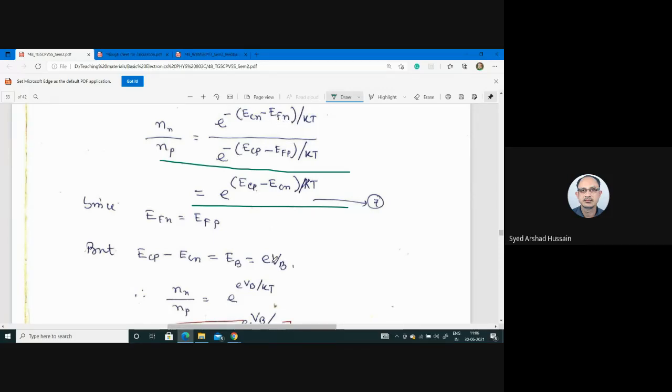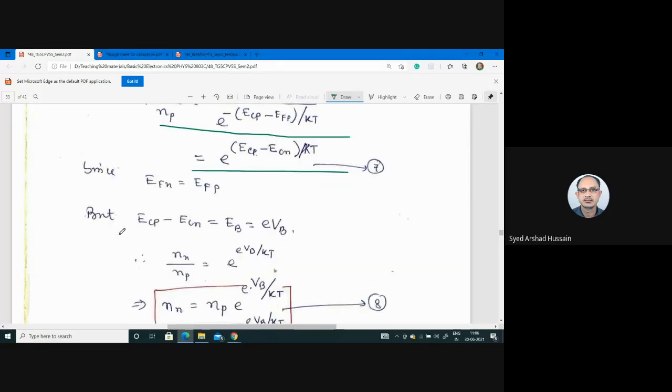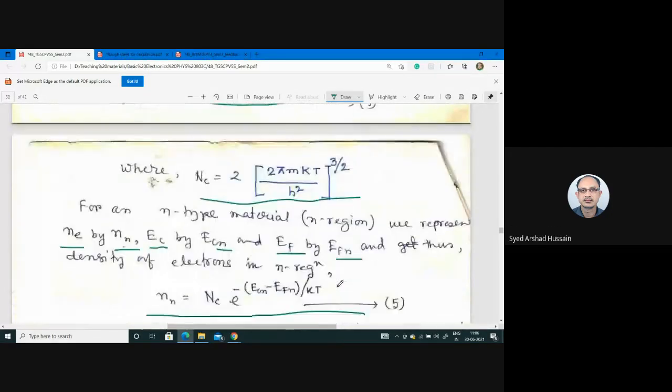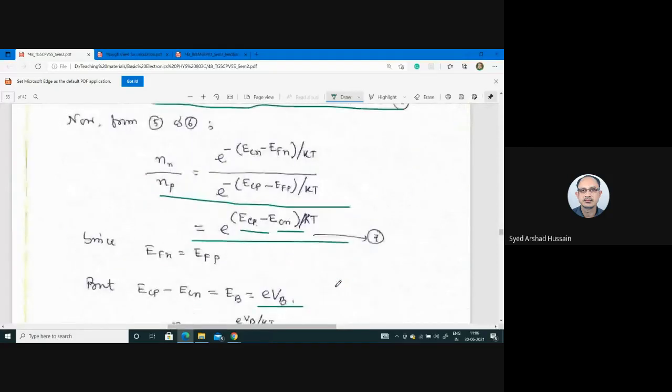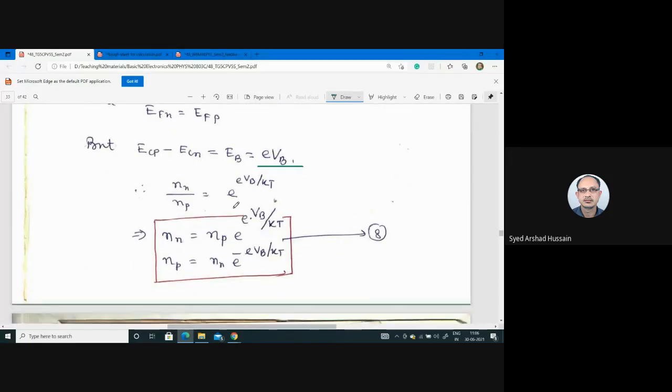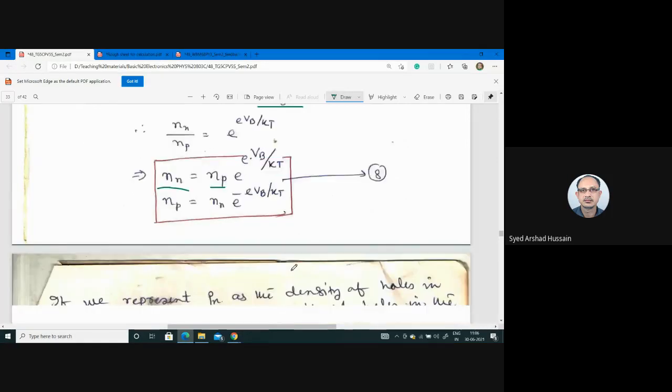Okay, this is same, as we are in equilibrium. Again, ECP minus ECN is equal to EB, which is equal to EVB. So we can put this in this expression, and then we can have the modified expression like this, from where we can write Nn is equal to Np e to the power EVB by Kt, or Np is equal to Nn e to the power minus EVB by Kt. From here we can write this.